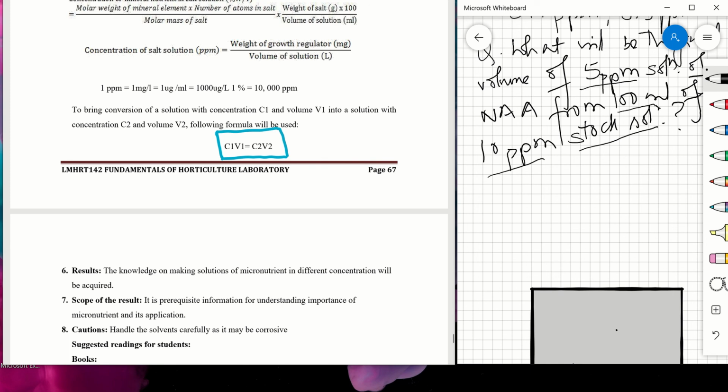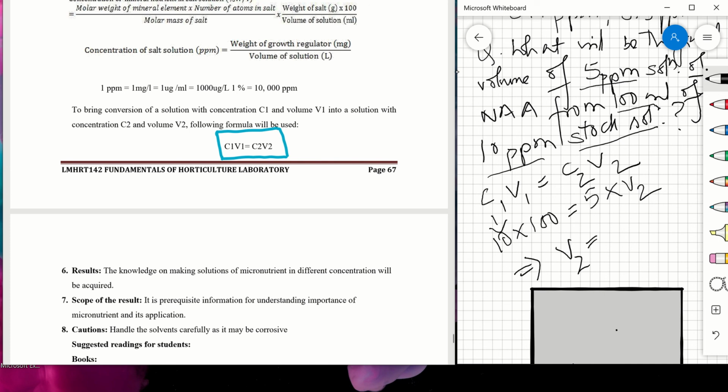So here we have to use this formula, C1V1 equals C2V2. C1, concentration 1, is your 10 ppm, into V1, which is 100, equals C2, the concentration you want to prepare, 5, then V2 you don't know, so you just find it out. This V2 equals 1000 divided by 5, that is 200 ml. So you have to take 200 ml from here, okay, to prepare the solution of 5 ppm.